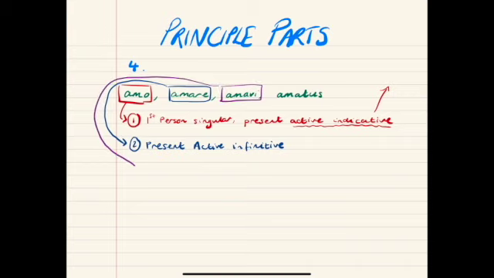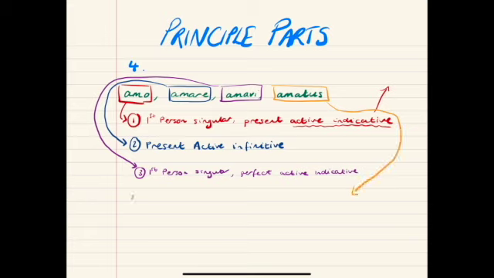Thirdly, you have your third principal part, amavi. This is your perfect first person singular active indicative, so I loved. That is always necessary because these often have difficult stems. They will become easier to figure out the more vocabulary you learn, but to begin with you really need to make sure you are learning your stem. Consider third conjugation verbs like rego. The third principal part is rexi, which you couldn't predict very well from rego.